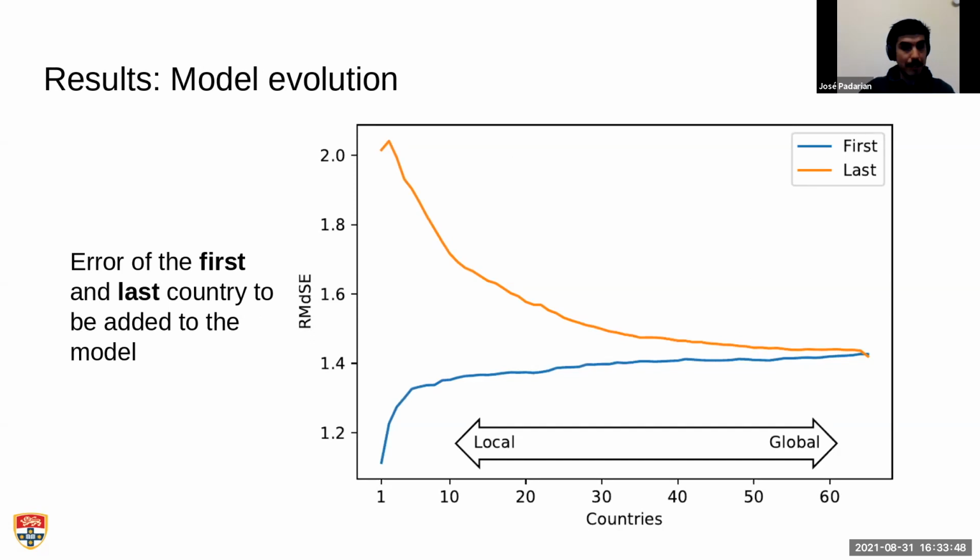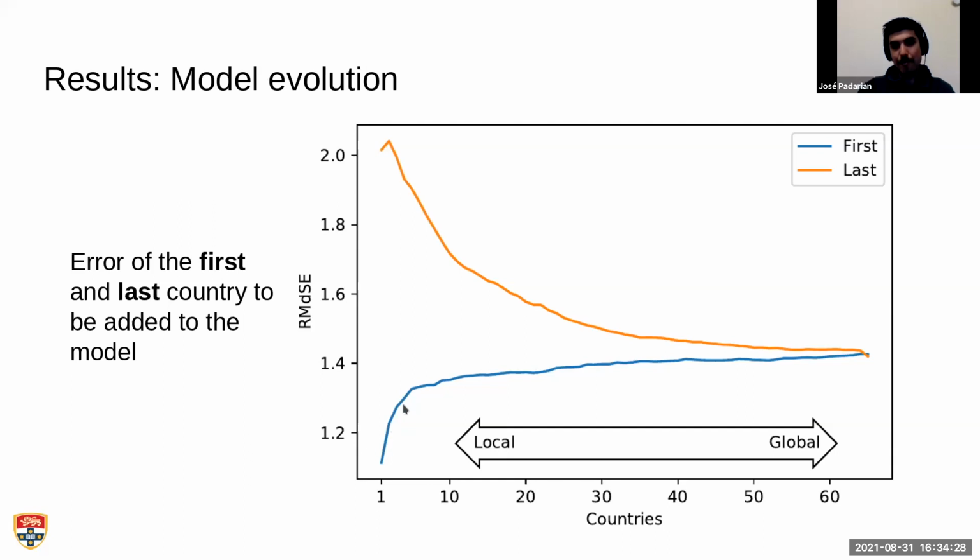One of the first results that we can see is how the model evolves in time as we add more countries. If we pay attention to the blue line here, this is the error of the first country that we add to the model. So when we have only a single country in the model, it predicts quite well at the local scale, but predicts really badly in a country that hasn't been seen by the model, obviously. So the transfer between one country and another is relatively poor, which makes sense.